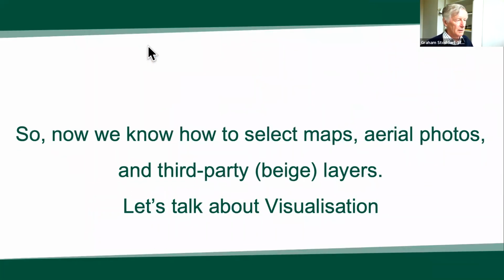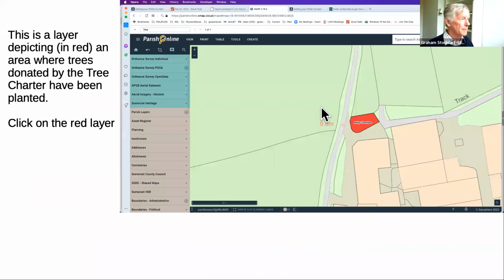And we're just doing a quick summary. We showed you how to select maps, how to select photography, how to select various layers. Let's talk about putting them all together to make the picture clear to people. So as an example, we've taken our tree charter. So we got given 50 trees by the tree charter. And one of the requirements for being given them was to keep track of them and show what happens over the passage of time. So we planted them here in this red area.